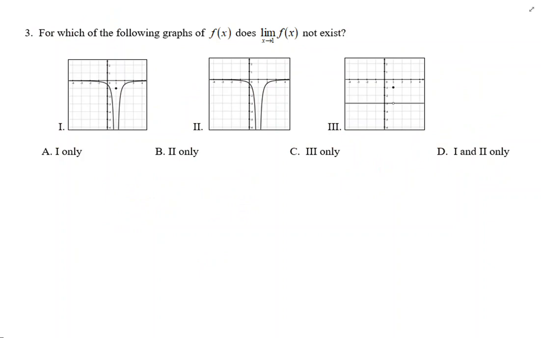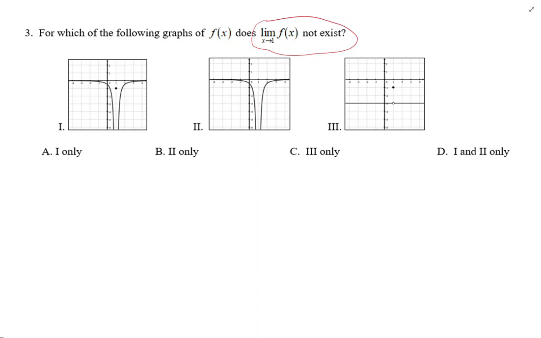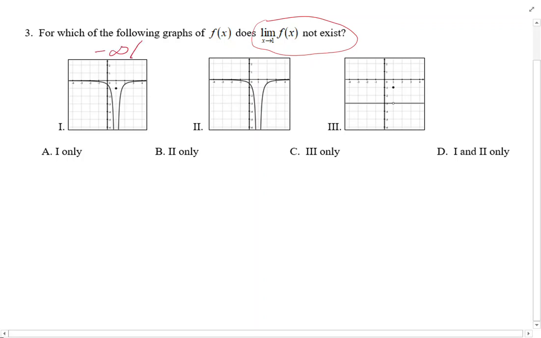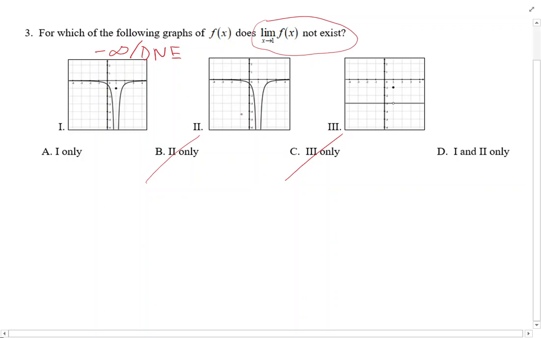In this problem, we're trying to find out when the limit as x approaches 1 does not exist. So I'm just going to look at each graph separately. On graph number 1, I see that the limit from the left and right are both negative infinity. But negative infinity is just another way of saying does not exist. So I know graph 1 works, which means choice B and choice C already gone. I look at part 2, limit from the left and right are also both negative infinity, or DNE, which means that graph 2 also works.